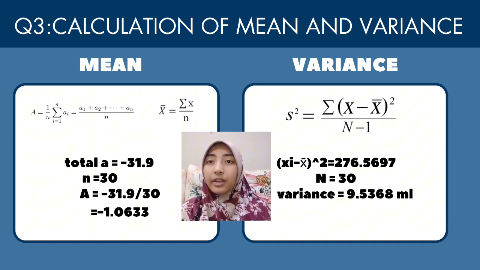When you divide it with the total trial, which is 30, you can get the mean. So the mean for this experiment is negative 1.0633. This shows that the result of the experiment is more likely to go around negative 1.0633.